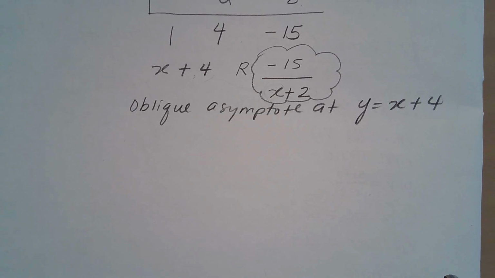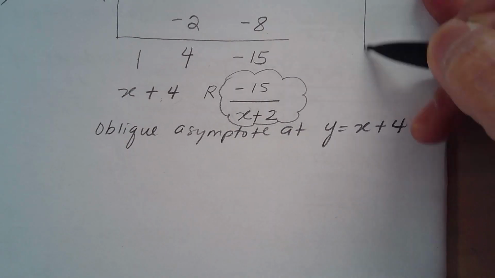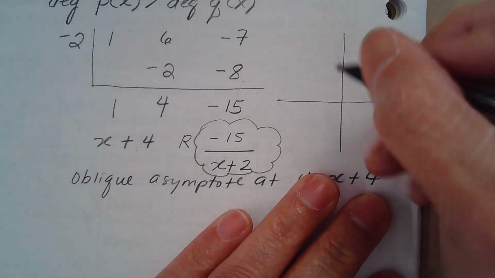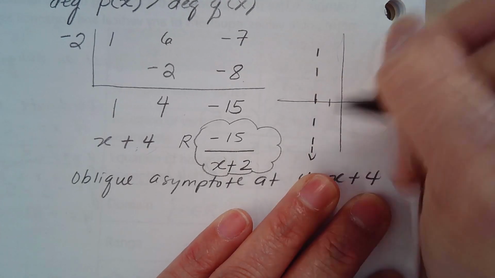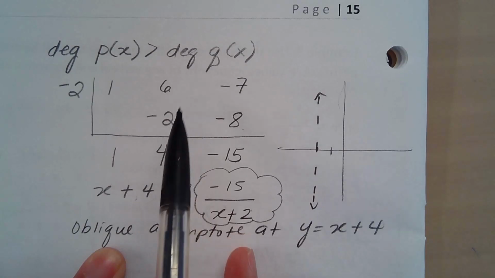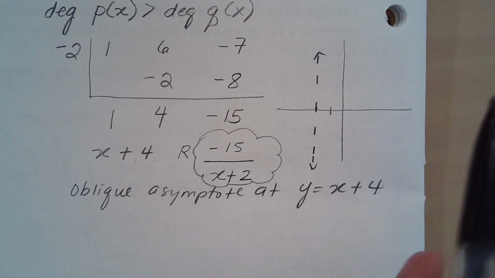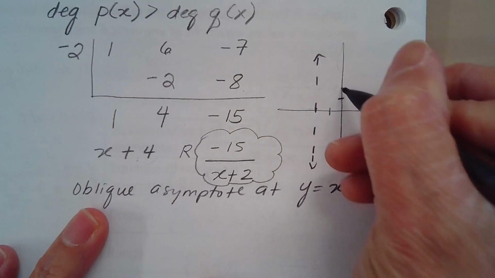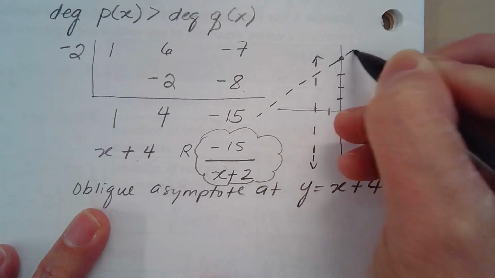So that one has a vertical asymptote. Let's see what that looks like. I don't have room. I'll just try to squeeze it in here. Vertical asymptote at -2. And then there's an oblique asymptote. Remember, when we divided these two, it didn't go exactly as x plus 4. There's a remainder. So that's the one when we have an oblique. So it's going to be x plus 4, 2, 3, 4. That's the y-intercept. And then the slope of 1. So this is your oblique line.